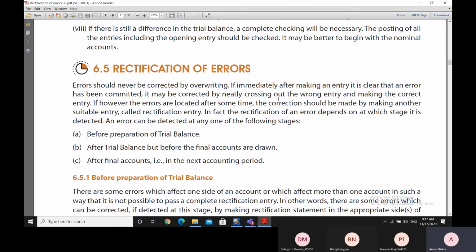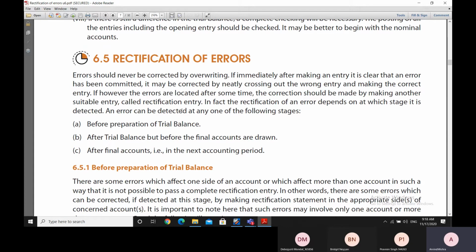However, if the error has not been detected immediately and the error has been detected after some time, then we should make the correction by making another suitable entry, which is called the rectification entry in the books of accounts. So crossing out should be done only when error has been detected immediately, and at that stage no totaling has been done and no damage may happen. So therefore, all that can be done there is that we can neatly cross out that entry and make a correct entry. But if the error is not located immediately and it is located after some time, then we will need to make a rectification entry.